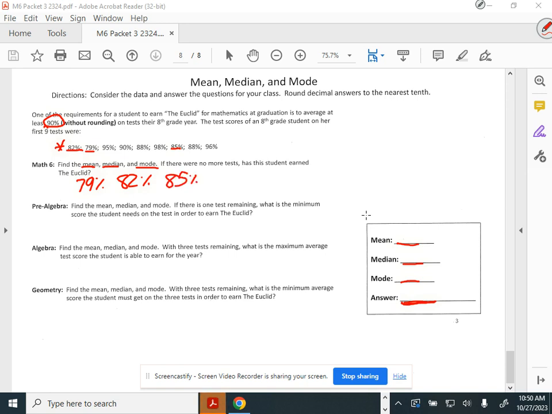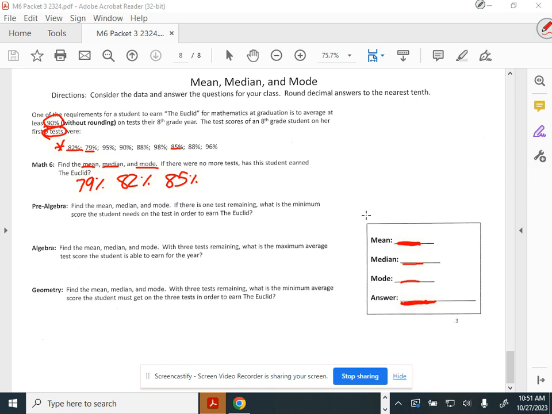I'm not going to give us the full answer on this because I want you to work it out yourself. So you're going to finish putting it in order. To find the mean, we add all of those up. And we know up here that there were 9 tests given, so we're going to divide that sum by 9. That will give us our mean. Looking at that mean, if it's smaller than 90%, they didn't get the Euclid. Or if it's 90% or higher, they did get the Euclid. So you can put that answer right away once you know the mean.